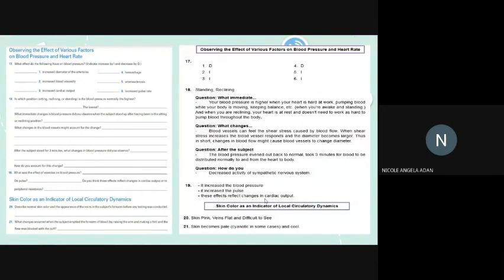Skin color as an indicator of local circulatory dynamics. 20. Describe normal skin color and the appearance of the veins in the subject's forearm before any testing was conducted. So the skin pink, veins flat and difficult to see. Next is 21. What changes occurred when the subject emptied the forearm of blood by raising the arm and making a fist and the flow was blocked with cuff? So the skin became pale, cyanotic in some cases, and cool.